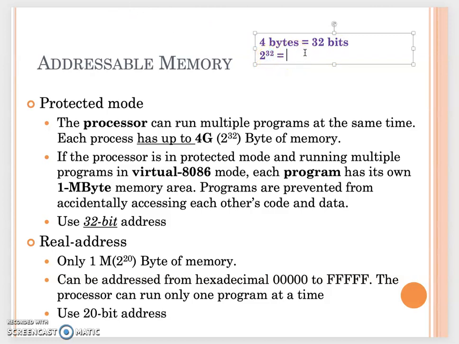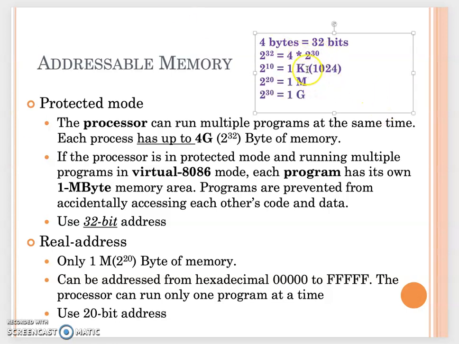So what does 2 to the 32 actually mean? 2 to the 32 means 4 times 2 to the 30th power. Remember that's the exponent operation. So 2 to the 32 equals 4 times 2 to the 30th power, and this 30th power is the gigabyte.